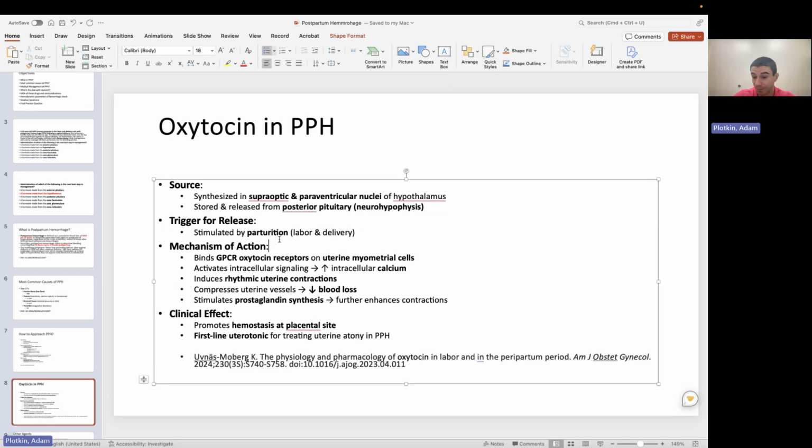The mechanism of action, how does oxytocin actually work to reduce the postpartum hemorrhage? It binds to GPCR oxytocin receptors on the uterine myometrial cells.